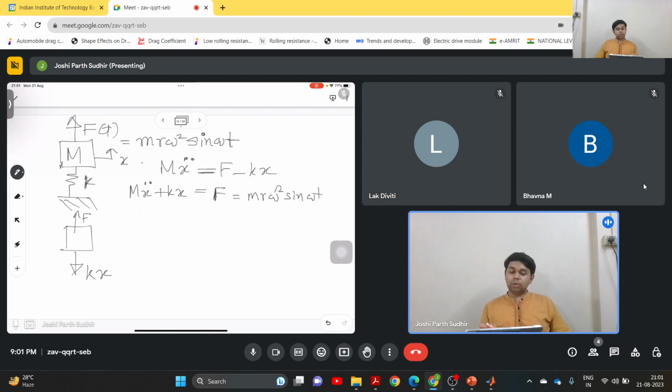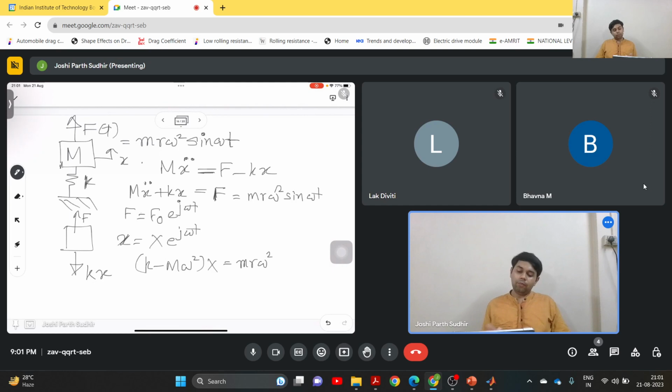In general, we can also write F as F naught e to the power j omega t. Let us say we assume a solution x e to the power j omega t and substitute in this differential equation. We will get k minus m omega square times x is equal to mr omega square. So we will get x is equal to mr omega square upon k minus m omega square, where k is equal to 3EI by L cube.